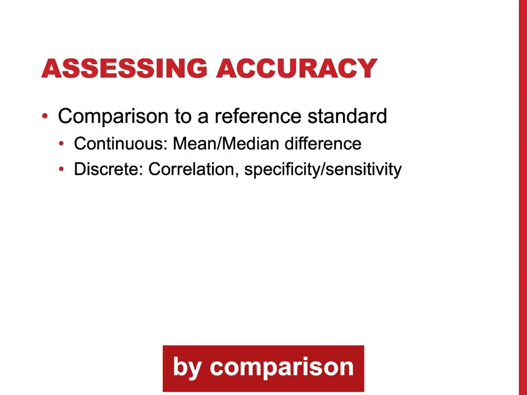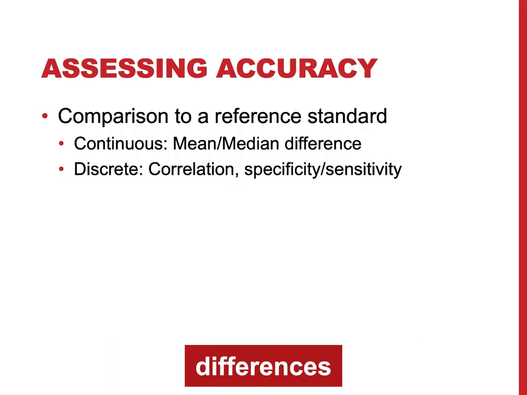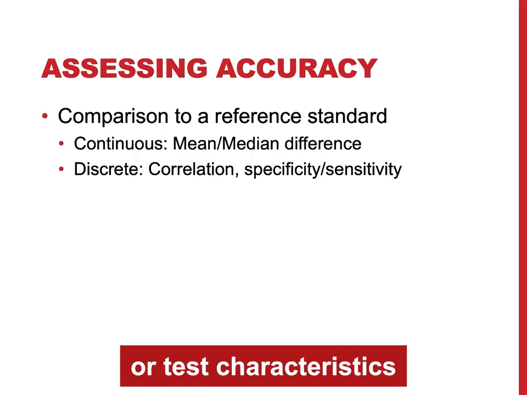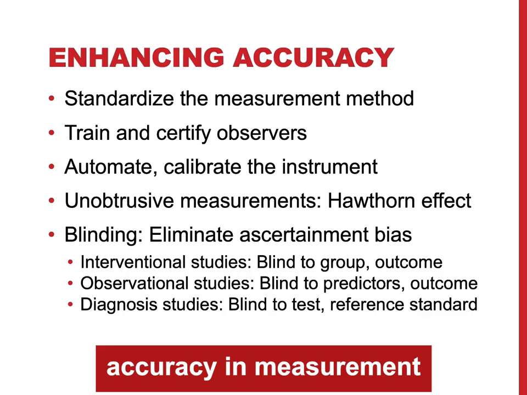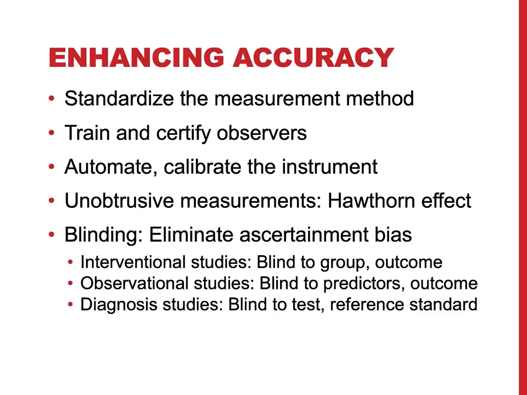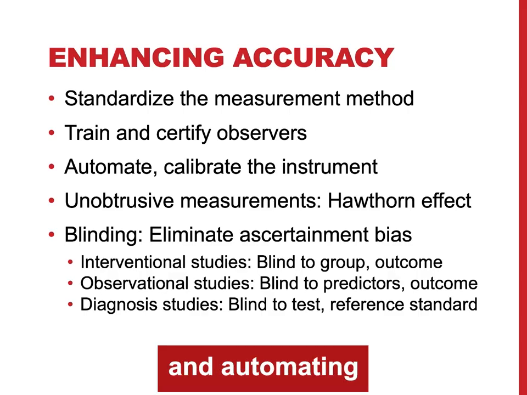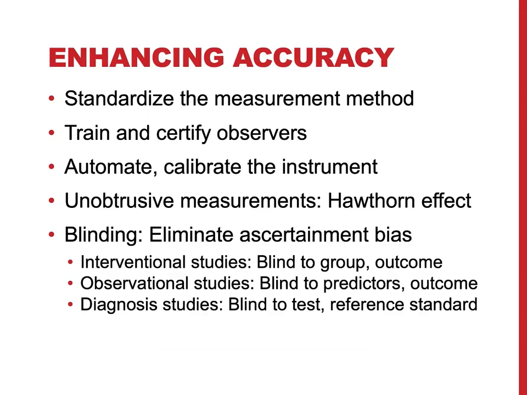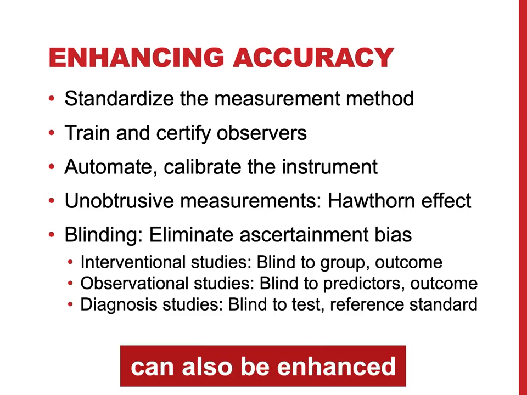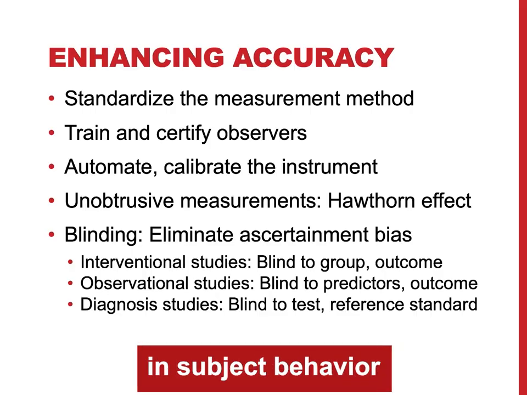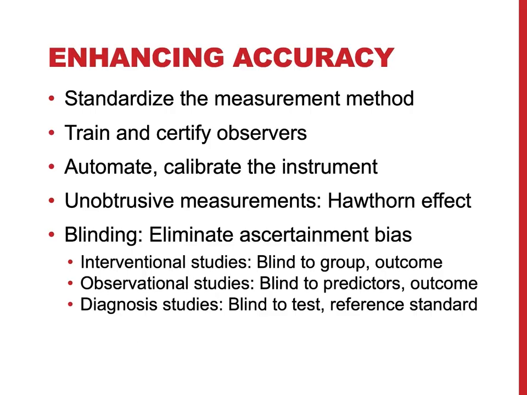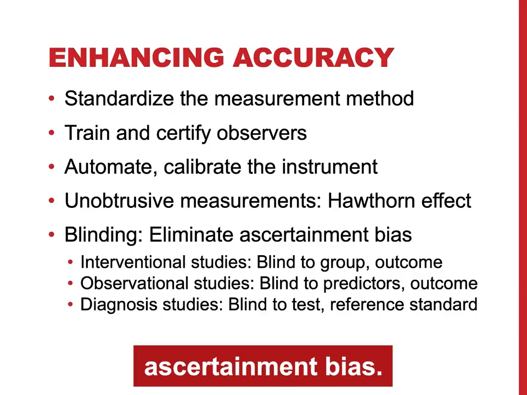Accuracy is often assessed by comparison to a reference standard. Mean or median differences from the reference standard is used for continuous variables. Correlation or test characteristics are used for discrete variables. You can enhance accuracy in measurements by standardizing the measurement method, training and certifying observers, and automating and calibrating the instrument. The first three methods also enhance precision. Accuracy can also be enhanced by making unobtrusive measurements to avoid the Hawthorne effect, which is a change in subject behavior when they are aware they are being studied, and by using blinding to avoid ascertainment bias.